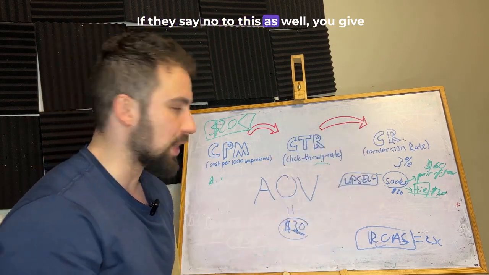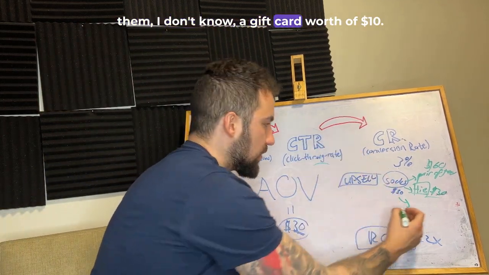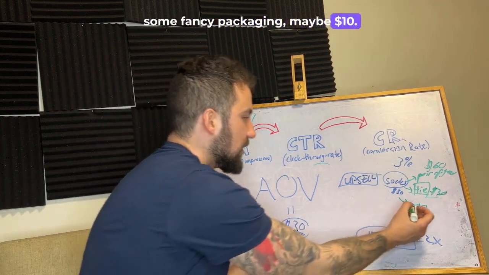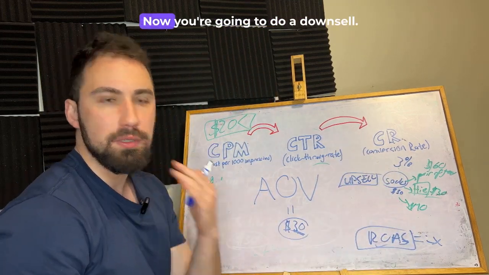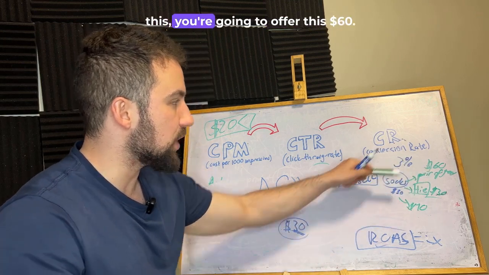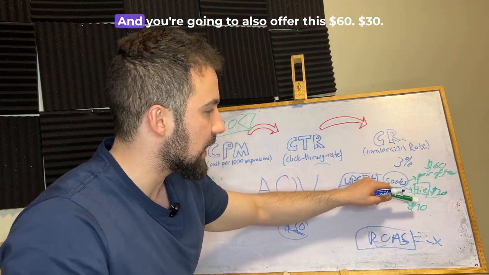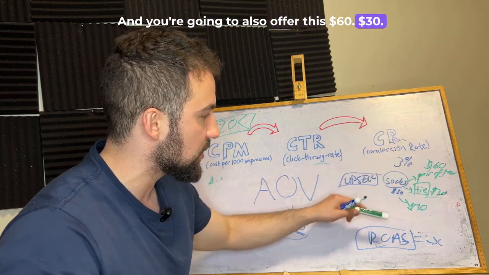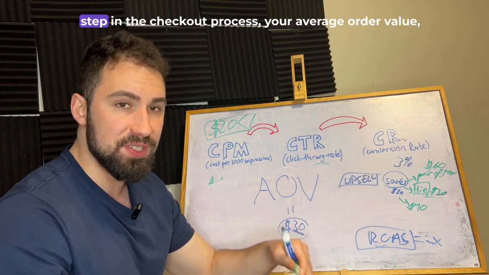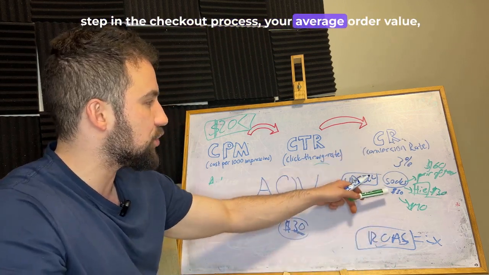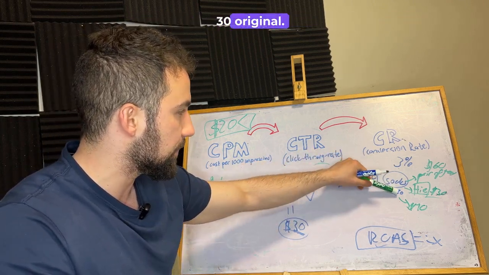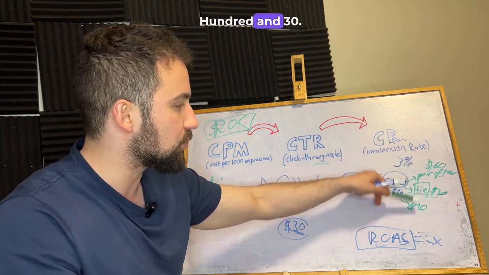If they say no to this as well, you give them, I don't know, a gift card worth $10. Not a gift card, but like some fancy packaging maybe. 10 bucks. This is called a downsell. Now you're going to do a downsell. So if this person says yes to this, you're going to offer this 60 bucks, and you're also going to offer this 30 bucks. You're also going to offer this 10 bucks. So if you do these upsells, downsells in every step in the checkout process, your average order value, your one basket value will go to what? 30 original, now 90, 120, 130.